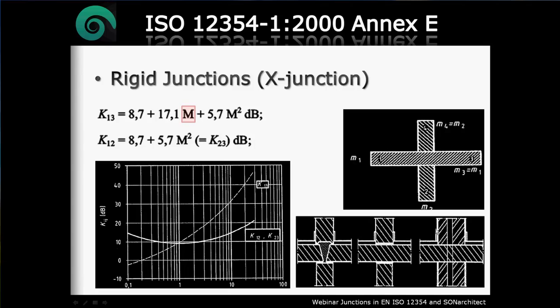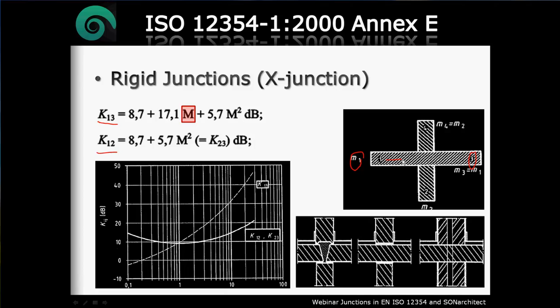Each one of these expressions will mean a different vibration reduction index. So here we can see the vibration reduction index from 1 to 3. This is from element 1 to 3. This means the attenuation in the vibration energy that we can see from a vibrating energy going from 1 to 3.